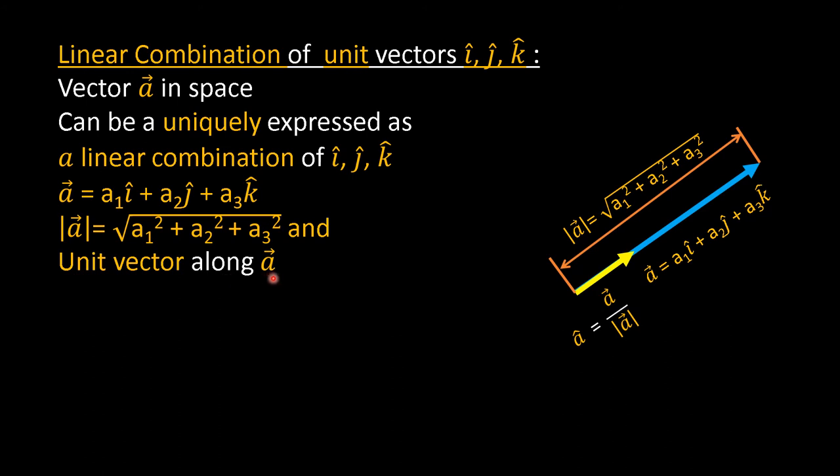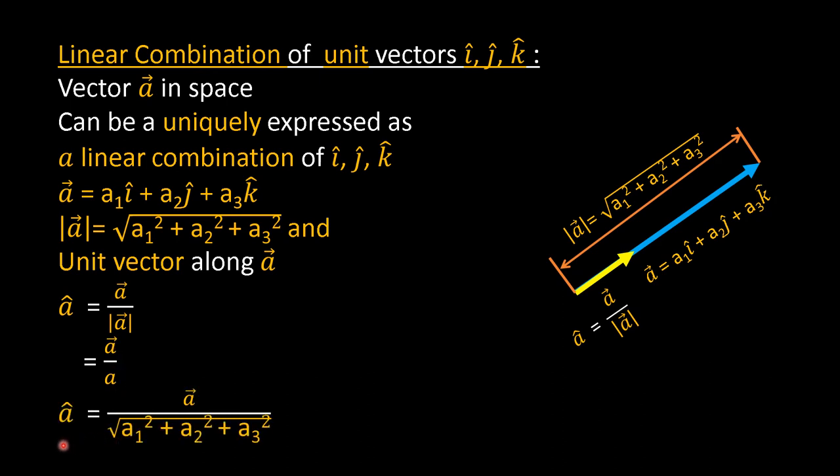This is the unit vector along A bar. It will be A cap equals A bar upon magnitude of A bar. A bar, which is this vector, divided by magnitude of A bar, which is this. So it will also be A bar upon just A, or A cap will be A bar upon under root A1 squared plus A2 squared plus A3 squared. So this gives us the vector A cap, which is the unit vector along the main vector A bar.